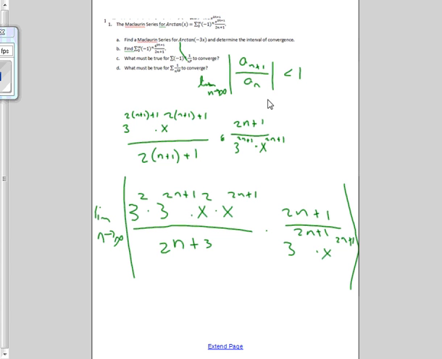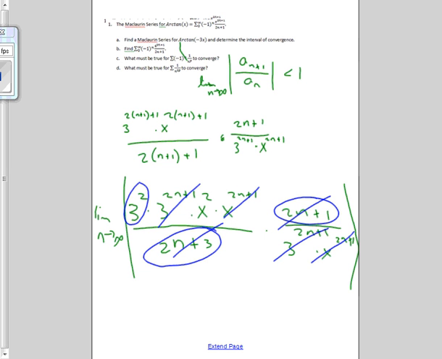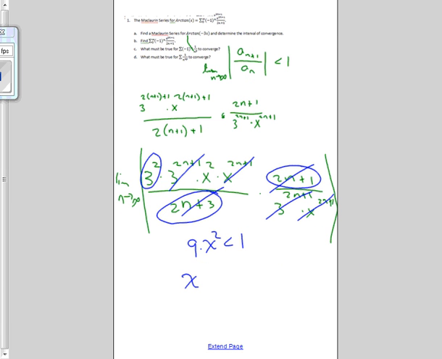So things cross off now. x to the 2n plus 1, 3 to the 2n plus 1. And as n goes to infinity, those cancel each other off. So what we're left with is 3 squared, or 9, times x squared. This needs to be less than 1. So the absolute value of x needs to be less than 1/3. So that's my interval of convergence.